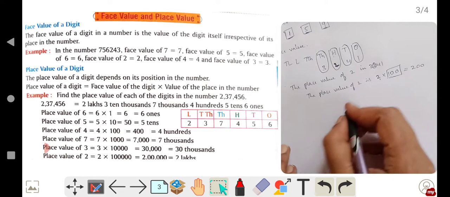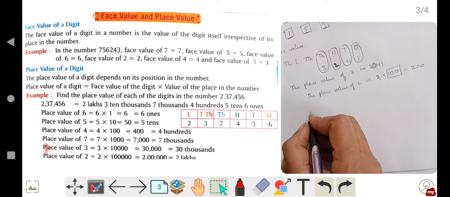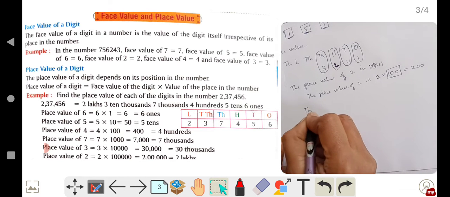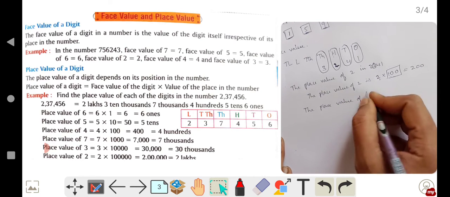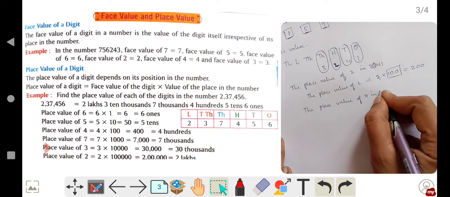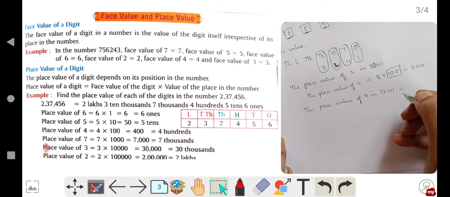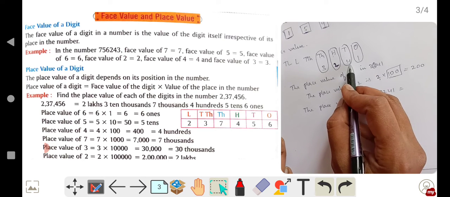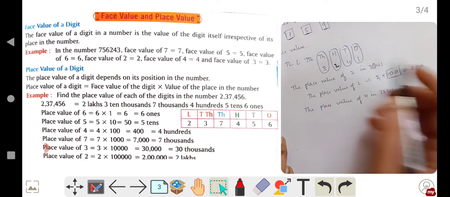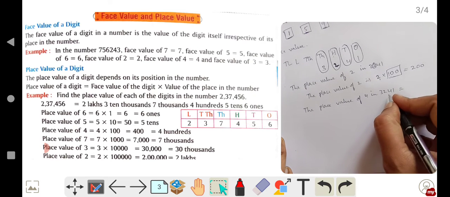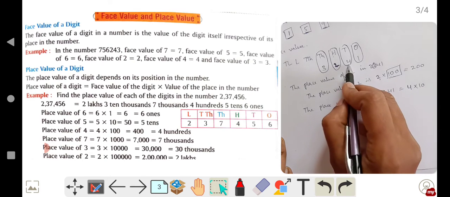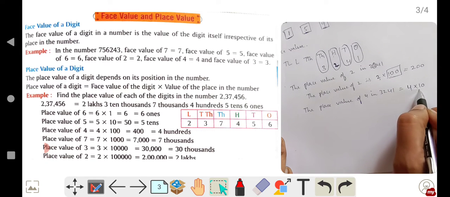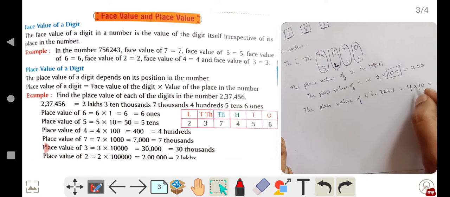Okay. Then, if it is asked the place value of 4 in 3241, here we can see 4 is in the tens place. So what we need to do? We should multiply 4 into 10 because 4 is in the tens place. So multiply the number by 10, then you will get the place value. So 4 tens is 40.